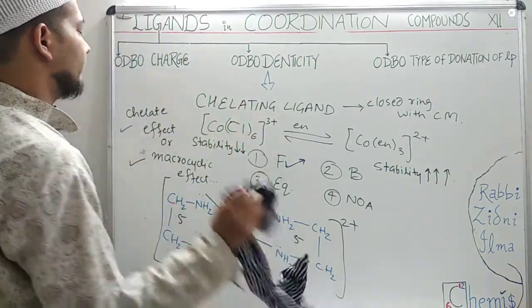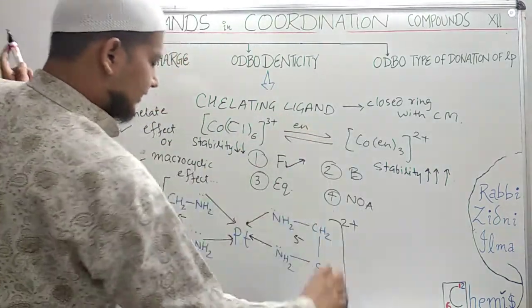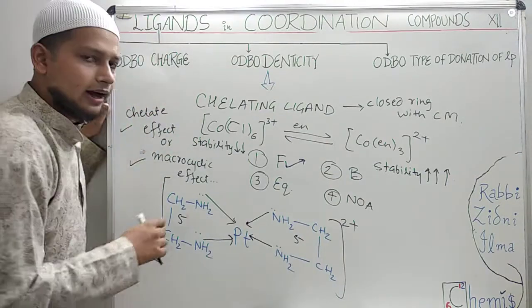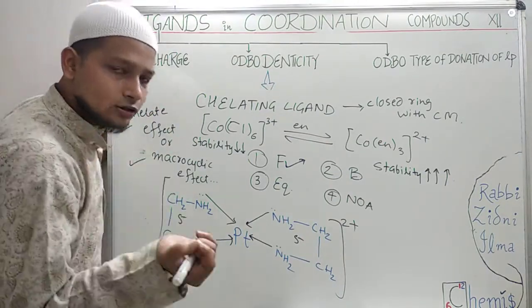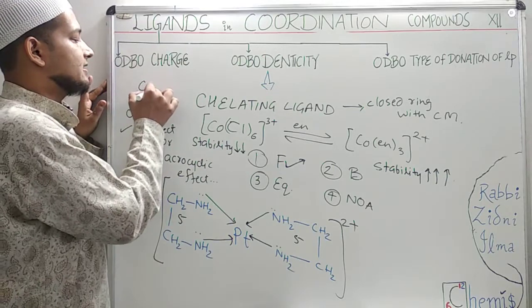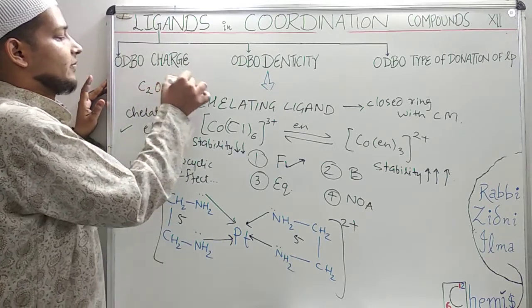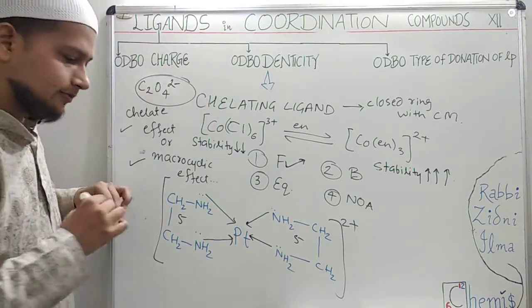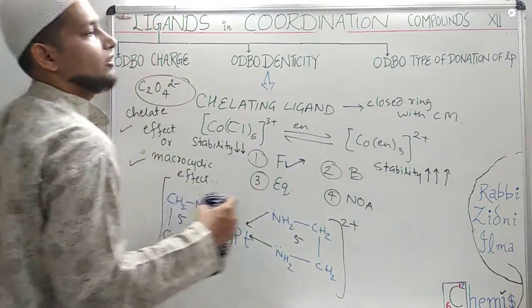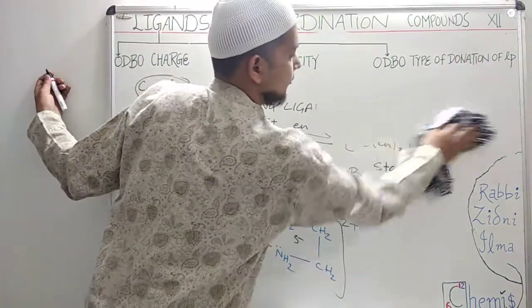Let us move further. There are also many cases of chelating ligand. En, I have shown you DNG. EDTA is also chelating. Also one other example is C2O4. It is also a chelating ligand. So finally, moving on to the last section on the basis of type of donation of lone pair.